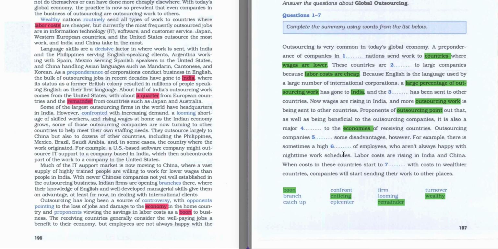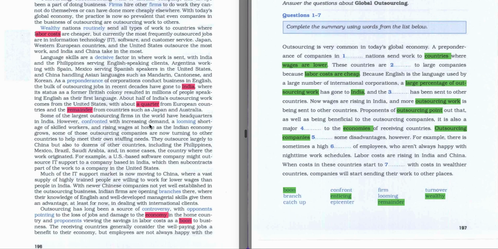Outsourcing companies, some disadvantages, however. For example, there is sometimes a higher, okay, it's a following question. So we say about outsourcing companies, and then we're gonna highlight this keyword and try to find this information here about outsourcing companies. So there was some information here about the outsourcing companies, and here in this paragraph there is also information about outsource, and here we have outsource firms, which is outsourcing company, a synonym to our word outsourcing companies, outsourcing firms. So let's read this sentence.